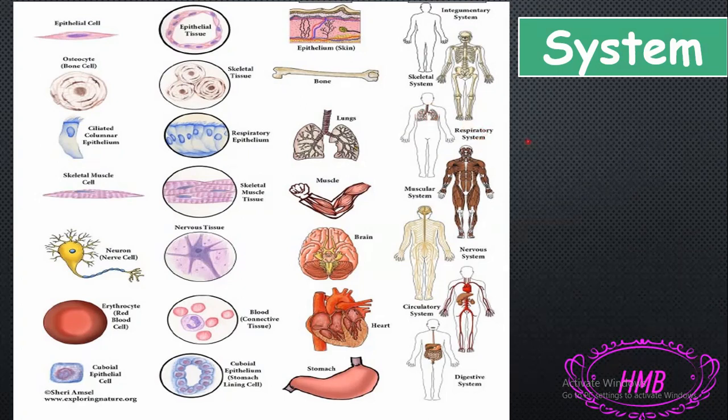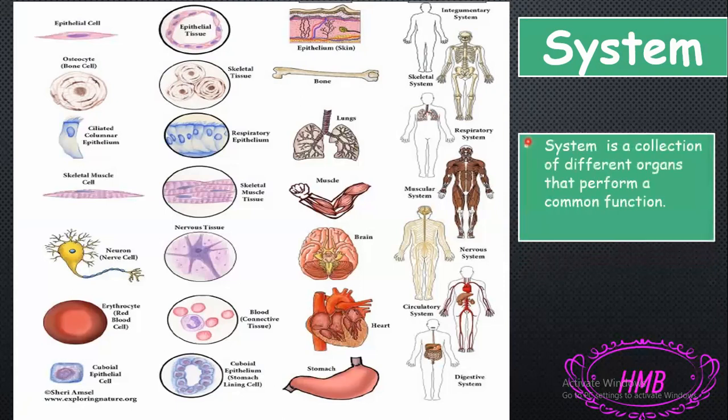So in general, to define a system, I can say that a system is a collection of different organs that perform a common function. So different organs, if they complete each other in one common function, I can put them together in a system. Another example, let's see the nervous system. This is the nervous system. It's made up of many organs.